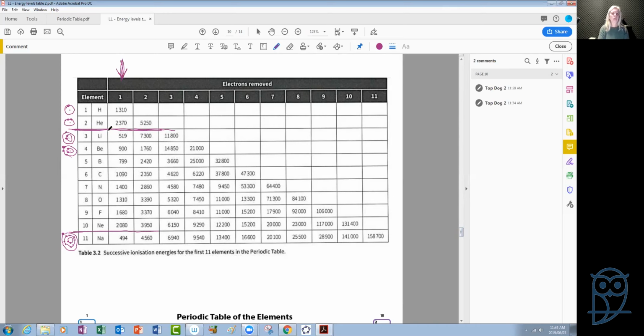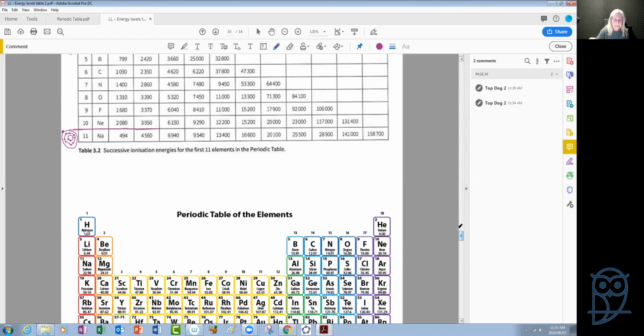Now, if we go to the second period, from lithium up to neon, look at this. Overall, these values begin from 519 and end up at 2,080 joules. Overall, the energy that is needed to remove the first electron of the atoms of these elements increases along the period from left to right. If we look at the periodic table here underneath, we are talking about this period from lithium up to neon. We see that the energy overall increases.